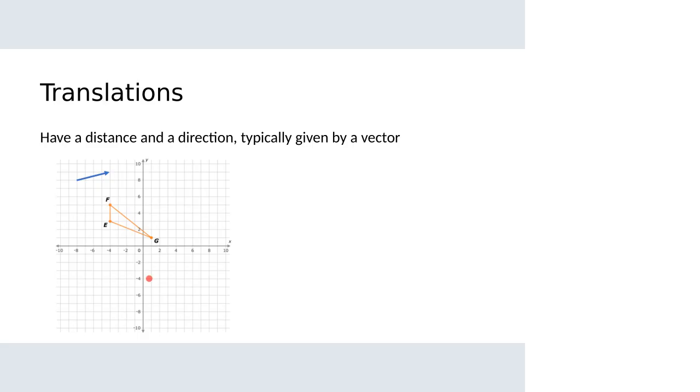Okay. What a translation is, remember, that's the one that is a slide. We are going to take some shape and we're going to slide it. And we're going to go in a certain distance and we're going to go in a certain direction. And often that direction will be given to us by a vector. So here we see triangle EFG on this coordinate plane, and we see this arrow up here. That is our vector. That's going to tell us how we're going to move this triangle. We are going to translate it using that vector.